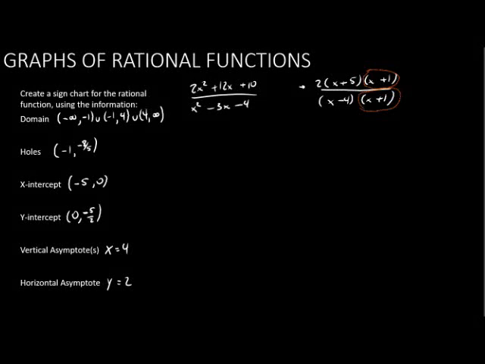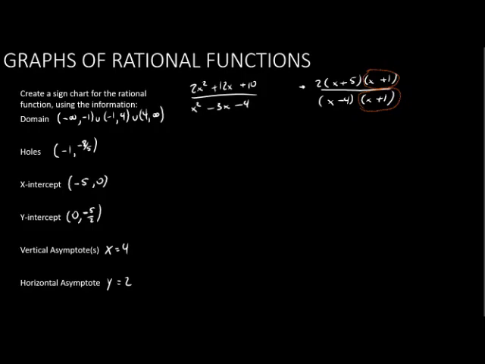In this video, we'll go over how to create a sign chart for the rational function, which will help us graph it in the next part of this series. I've collected all of the information we found in the previous sections: the domain, the hole, the x and y intercepts, and the vertical and horizontal asymptotes. Based on this, we can create a sign chart.